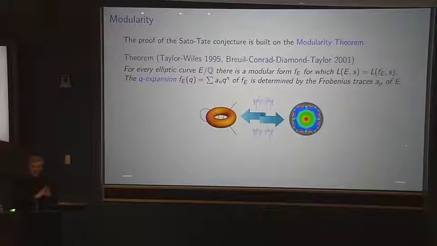Now, I'm not going to take the time to define a modular form. You'll get to see some modular forms in a little bit. But a modular form is a complex function, a function of a complex variable that has a lot of extra symmetries.